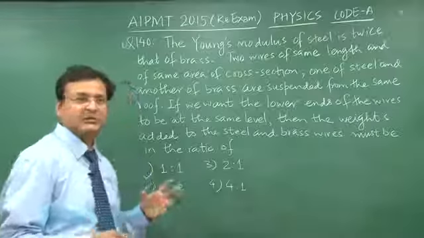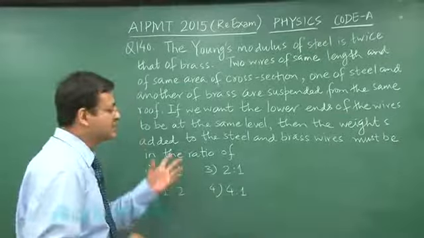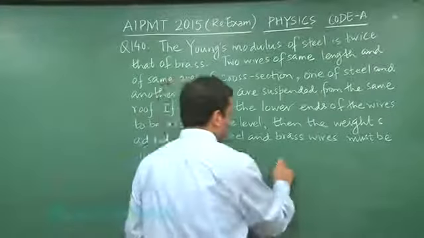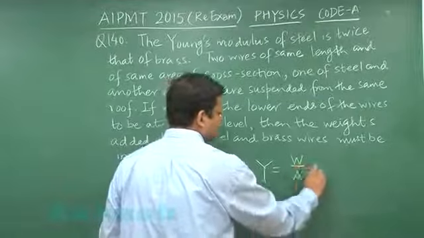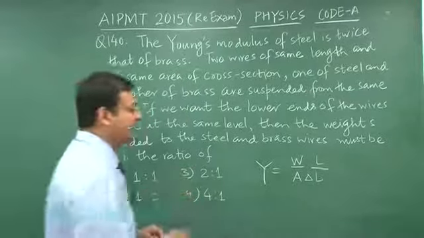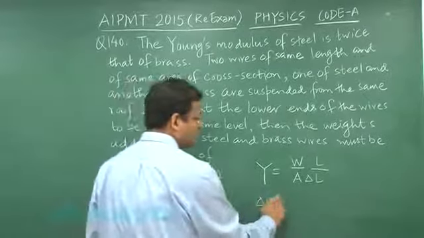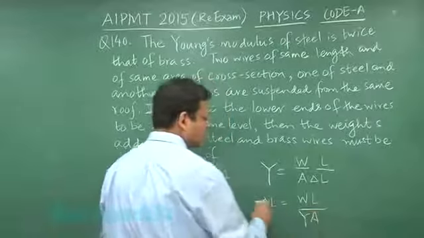Now in this next question, that is question 140, which is based on Young's modulus of elasticity. The formula you happen to use is Young's modulus equals force upon area upon delta L by L. This is a kind of question in which you have to balance the delta L. From here you can write down the expression, delta L can be written as WL upon YA. You have to balance delta L.